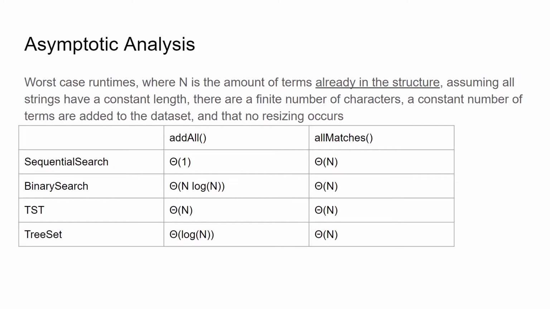So for allMatches of the TST, this would also be theta of n because we would start at the top of a spindly tree, copy that term, traverse down by 1, copy that term, and repeat that all the way until you traverse through the entire n levels of the spindly tree, and therefore traversing through n elements like before would also give us theta of n.